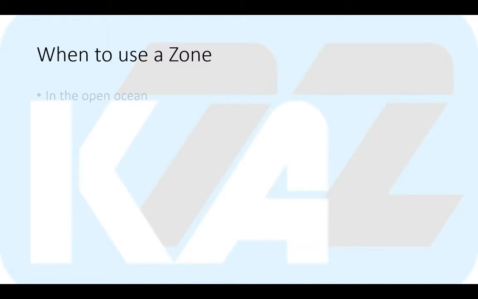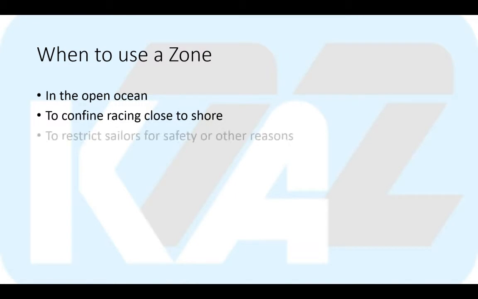When do you use a zone? Well, you can use one when you're in open ocean, for instance, to ensure that competitors don't wander off too far away from the starting zone. You can use it to confine racing close to shore or to a particular area. You might want to restrict sailors for safety, or you may have other reasons to restrict where they can sail. I'm going to give you a quick example now.